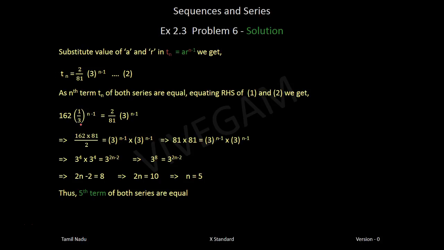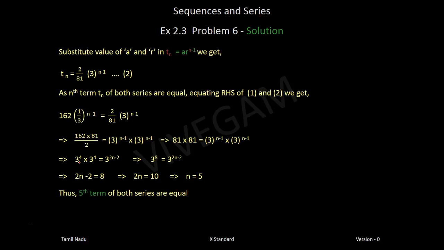This is 3 to the power of n minus 1 in the denominator. So when it goes to the other side, it comes in the numerator. Okay, this 2 will go into 162, 81 times. So on the left side, you'll get 81 into 81. And on the right hand side, you'll get 3 to the power of n minus 1 into 3 to the power of n minus 1. You know a to the power of m into a to the power of n is a to the power of m plus n. So you'll get 3 to the power of n minus 1 plus n minus 1, that is 2n minus 2. And 81 is what? It is 3 to the power of 4. This 81 is again 3 to the power of 4.